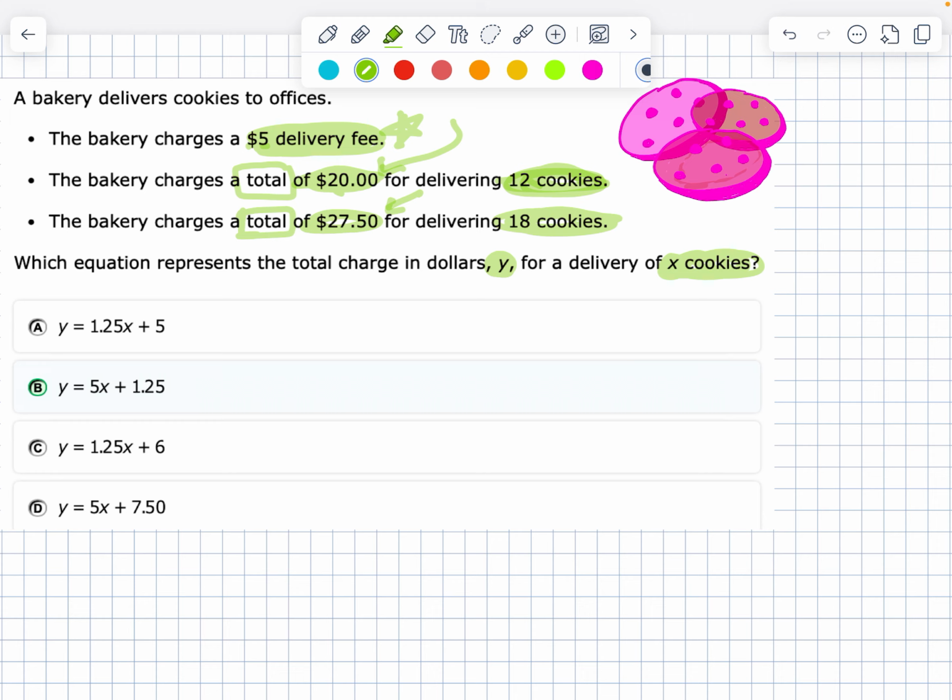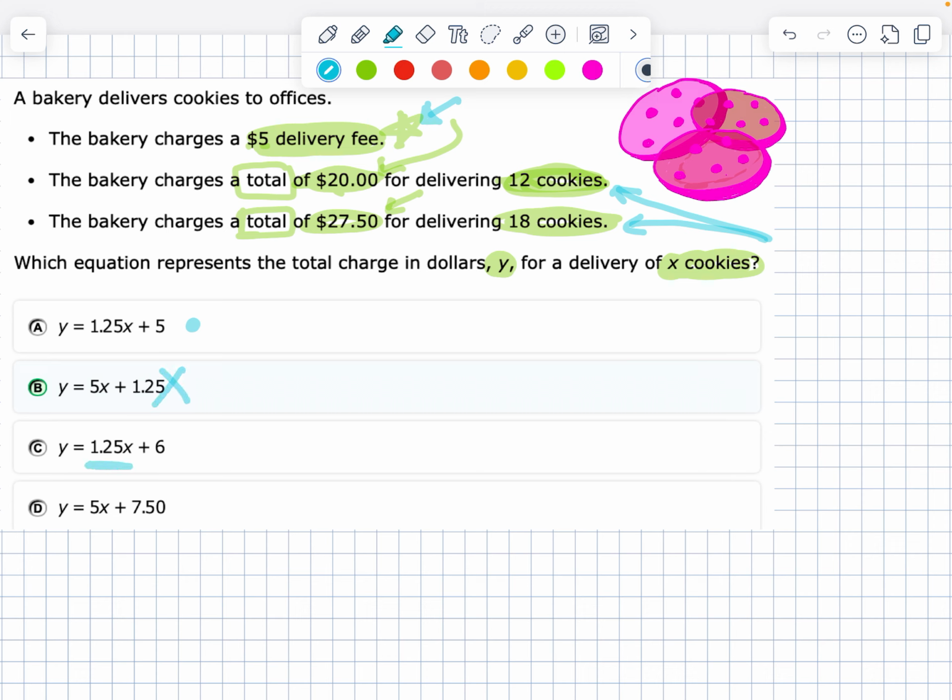Okay, so let's go through these. The first one is $1.25 times X plus 5. That looks like a possibility. B says 5X plus $1.25. Well, we know our $5 is a flat fee. When they did 18 cookies versus 12 cookies, the delivery charge doesn't change, because they're telling us it's one delivery fee. So this one does not make sense.